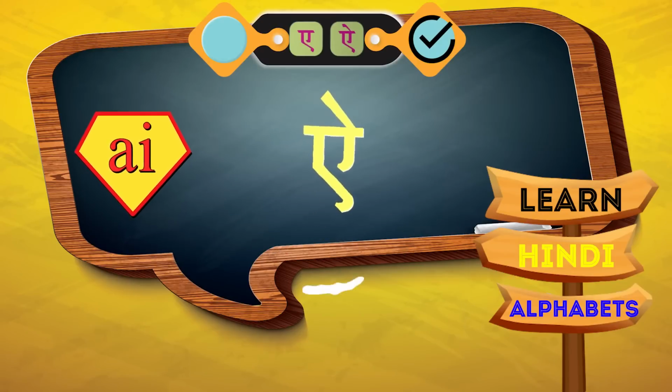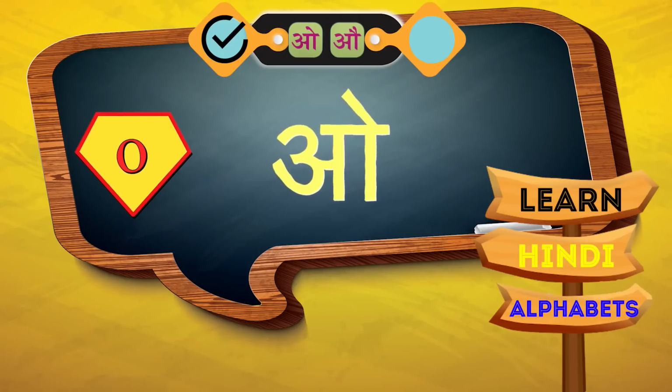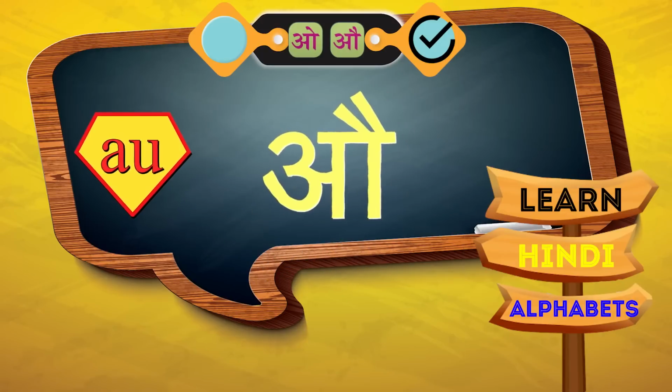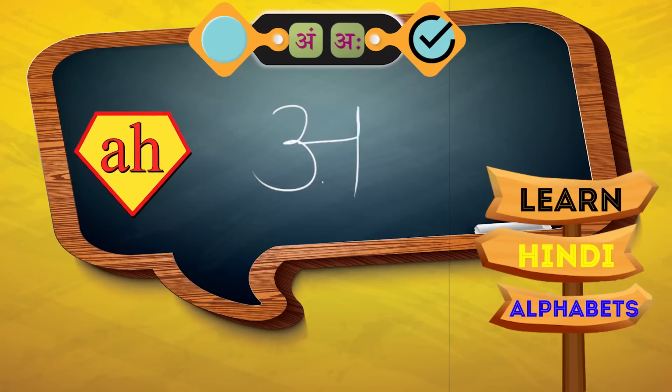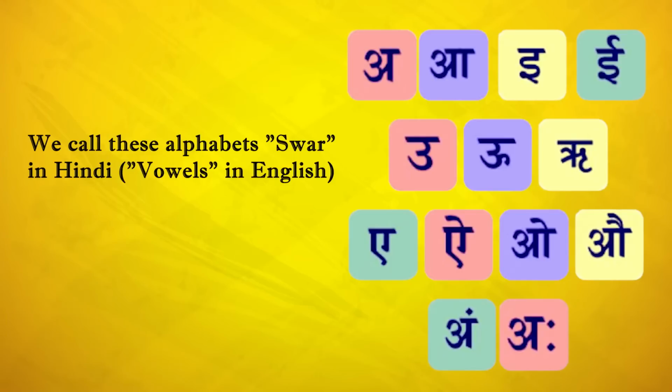This is O. This is Ang. This is Ah. These are called swar in Hindi and vowels in English.